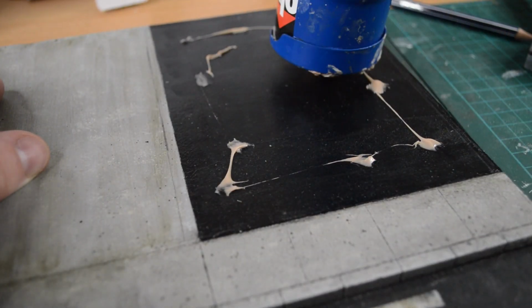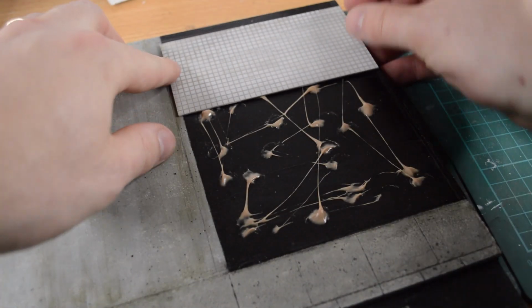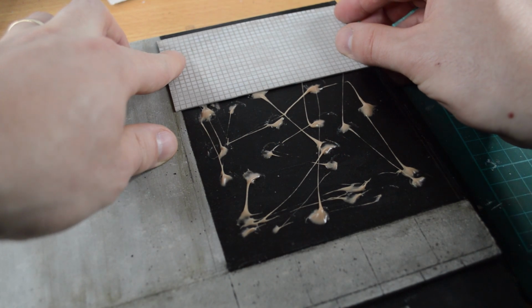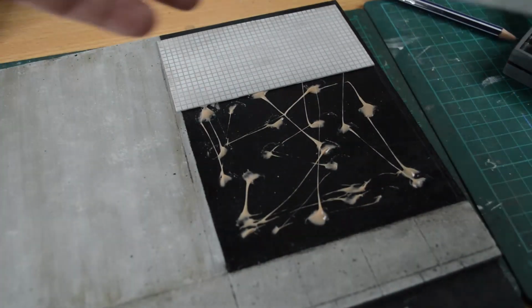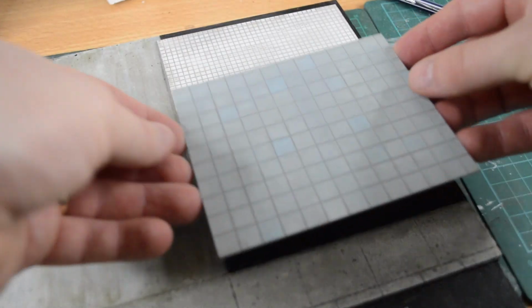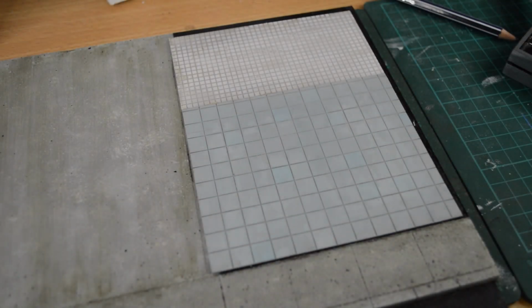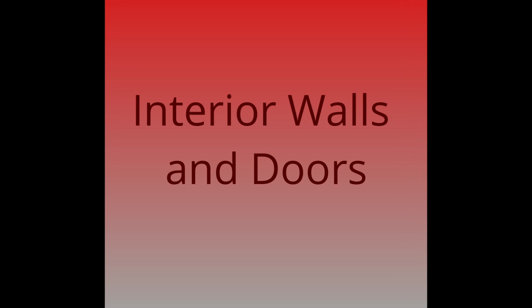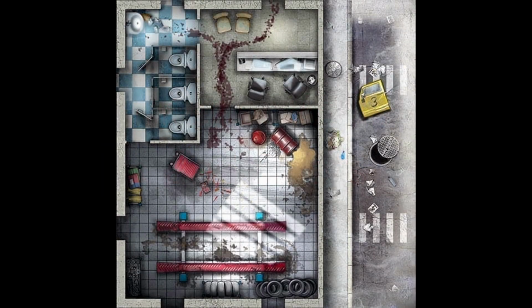Now that the tiled floor sections were ready, I fixed them into place using wood glue, or what's known as liquid nails. And as you can see, I'm leaving that 3mm margin around the edges for the external walls. Once the floors were installed, I moved on to the interior walls and doors.